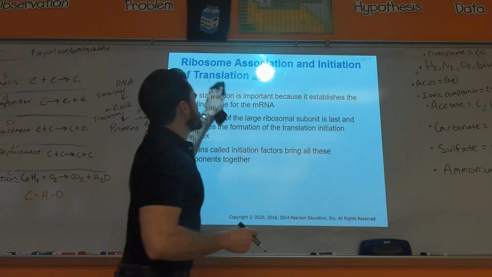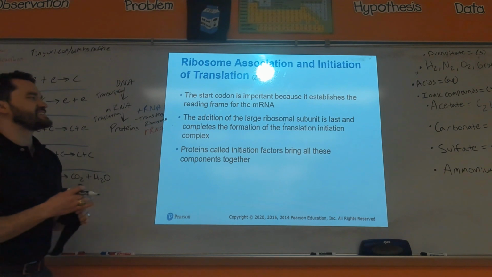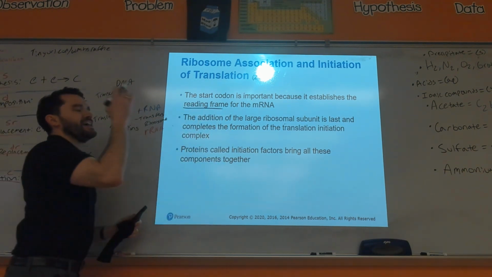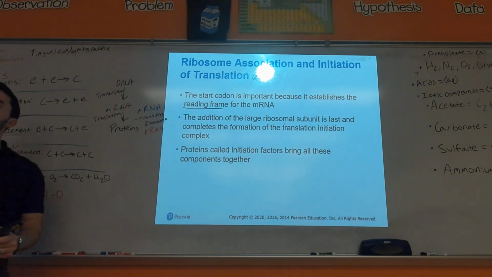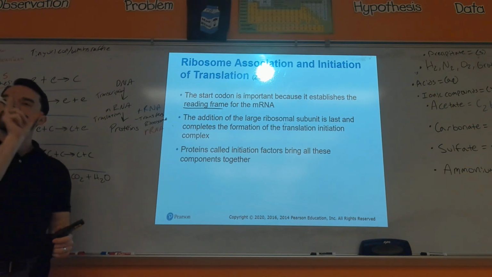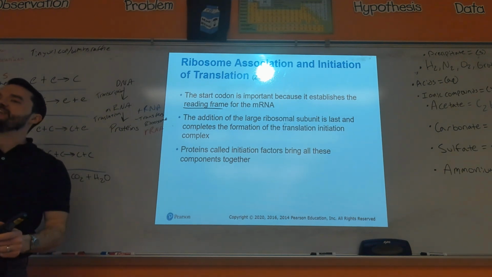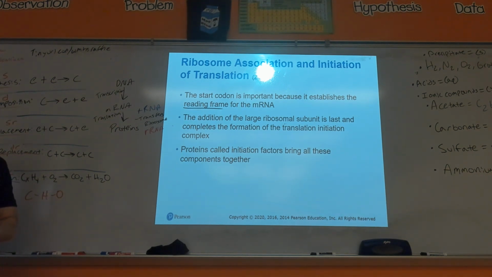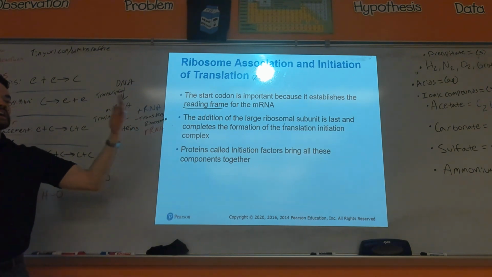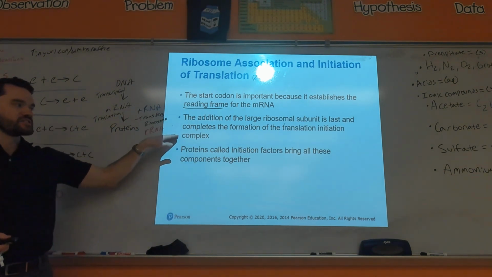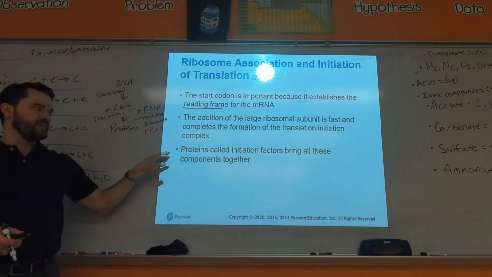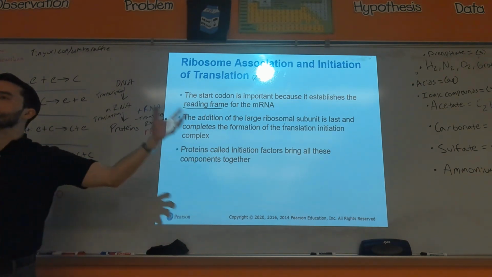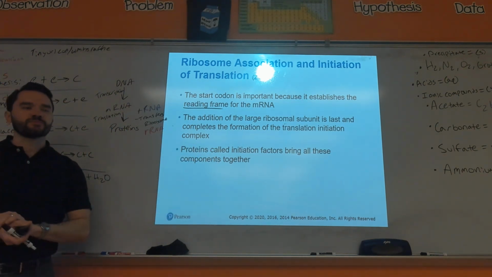Okay, and again, the start codon, why that's important is because it establishes the reading frame. It establishes when we start reading the mRNA, when we start reading codons to establish the next amino acid that's going to come in that polypeptide chain. The large ribosomal subunit comes after the small ribosomal subunit. And then, again, protein initiation factors, other proteins, help facilitate this process.